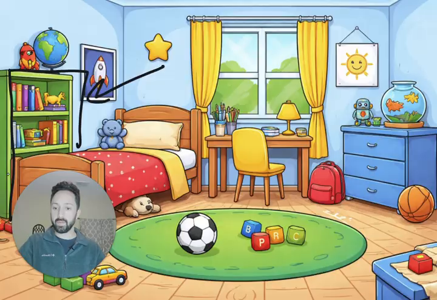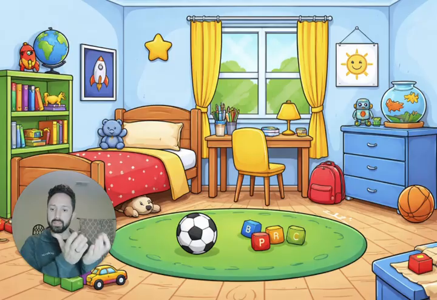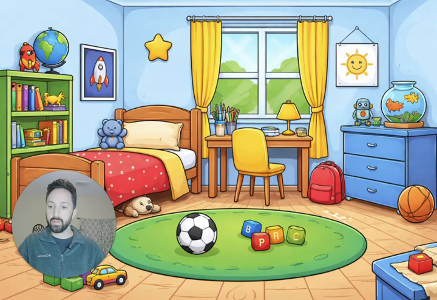Now, look at the bookshelf. Bookshelf. I see books. Books. 1, 2, 3, 4, 5, 6, 7, 8, 9, 10, 11. A lot of books. Many books.